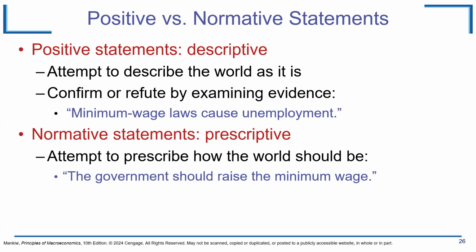A normative statement is prescriptive. Normally, it includes some opinion. It attempts to prescribe how the world should be. For instance, the government should raise the minimum wage. So a positive statement is a statement of fact, but a normative one is normally related with opinion. All right. As a scientist, economists need to use positive statements to describe what happened in the world, but as a policy advisor, sometimes we need to use normative statements to make recommendations.